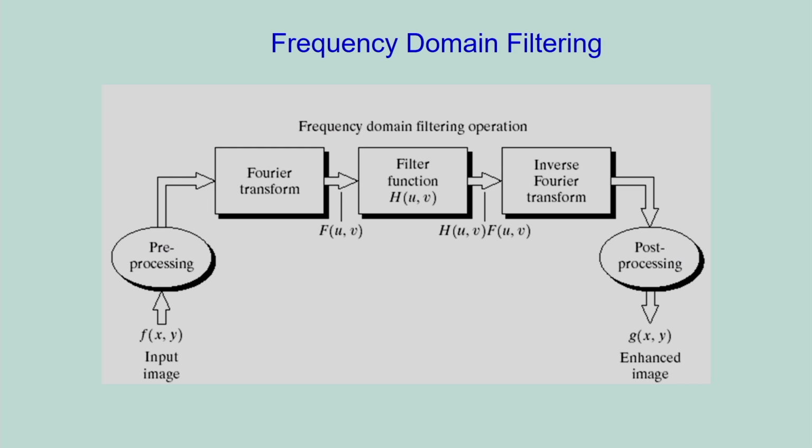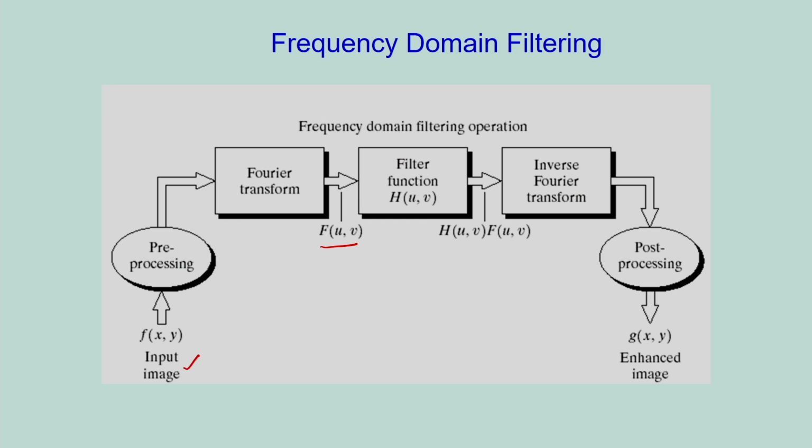So, first one is the input image I am considering. After this, I am doing the pre-processing. The pre-processing is nothing but the image is multiplied by minus 1 to the power x plus y, and after this I am taking the Fourier transform of the image. So, F(u,v) is the Fourier transform of the input image, and after this I am considering the filter function. The filter function is H(u,v). The filter function may be a low pass filter, maybe a high pass filter.